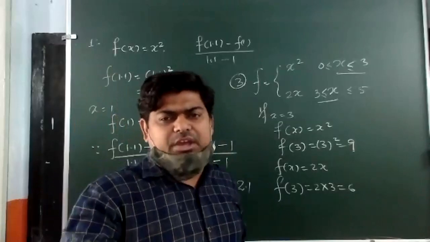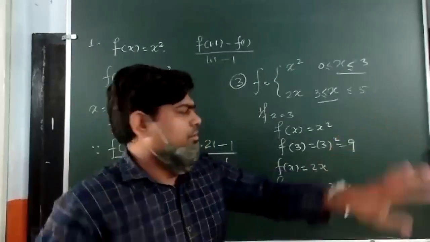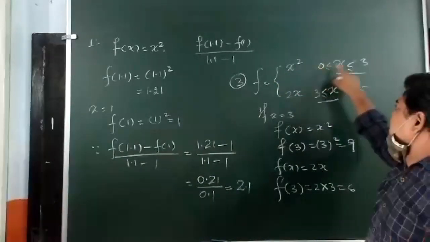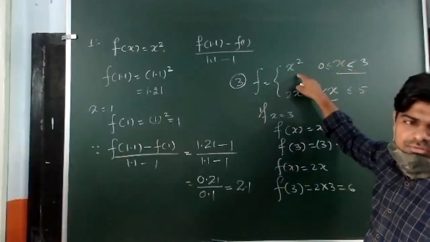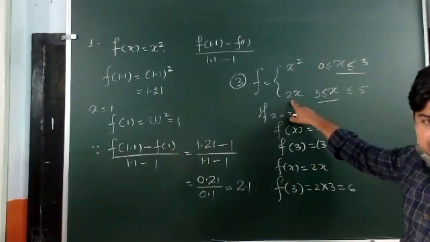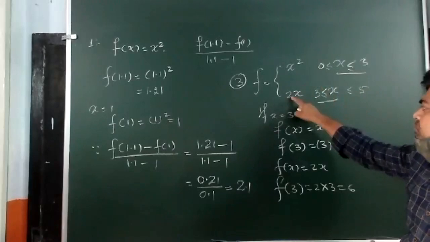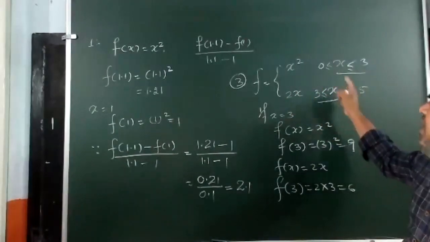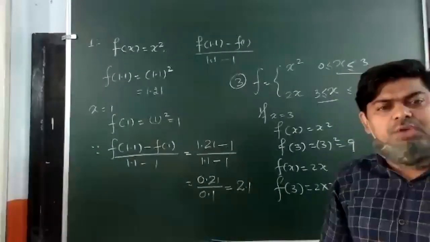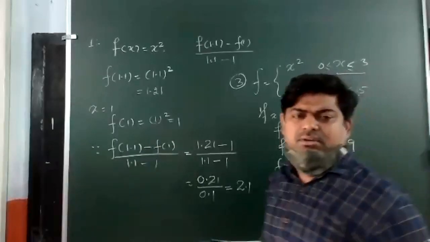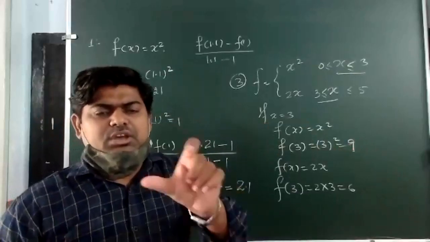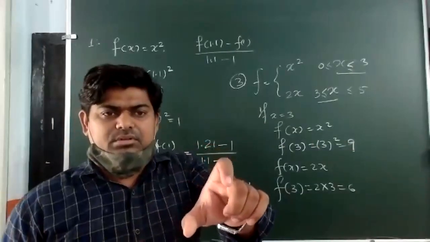I'm not talking about the other values of x. Suppose I take 0, it will be 0. If I take x equal to 1, f(1) will be 1. If I take x equal to 2, f(2) will be 4. f(3) is 9, but when I take x equal to 3 again, f(3) will be 6. If I take x equal to 4, f(4) will be 8. If I take x equal to 5, it is 10. So except 3, for any other value of x we are getting unique images. But at x equal to 3, we are getting two different images.